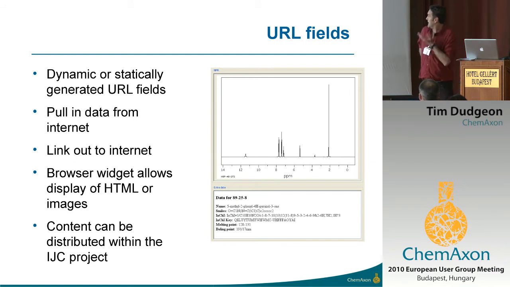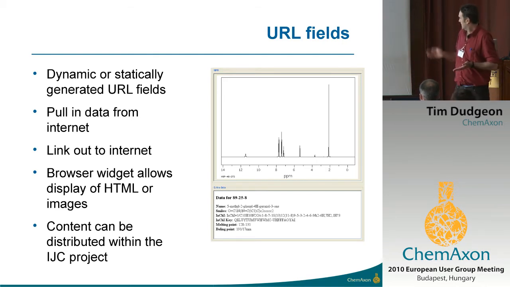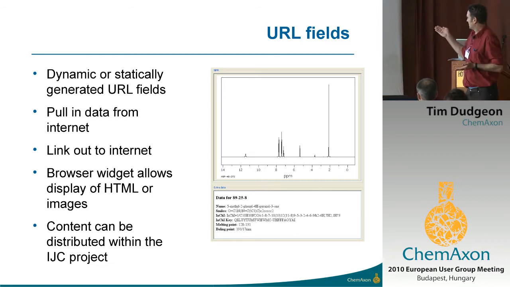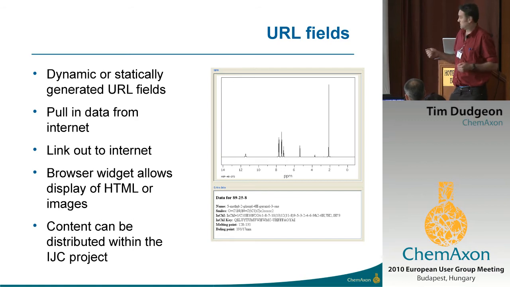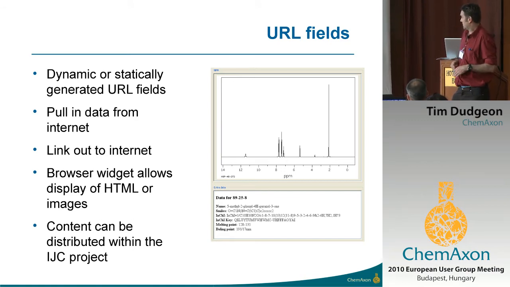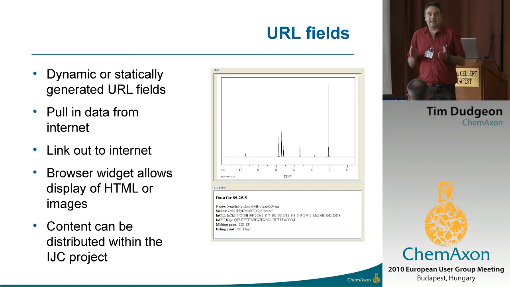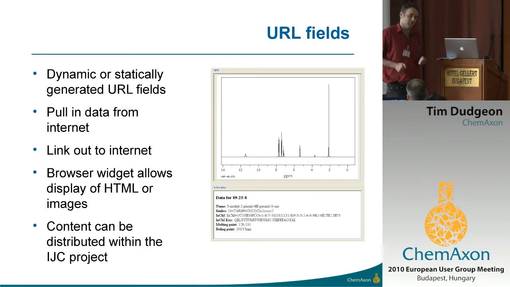The second main area is what we call URL fields. This is the ability to link in and link out to data that's on your network or on the internet. The screenshot on the right shows you an NMR spectrum that's been pulled in from a file that's on your disk. Ian was doing the same sort of thing in some of his screenshots. We can similarly link out. So you can generate a URL, click on it, and it opens a document on the internet or on your file server or anything like that.